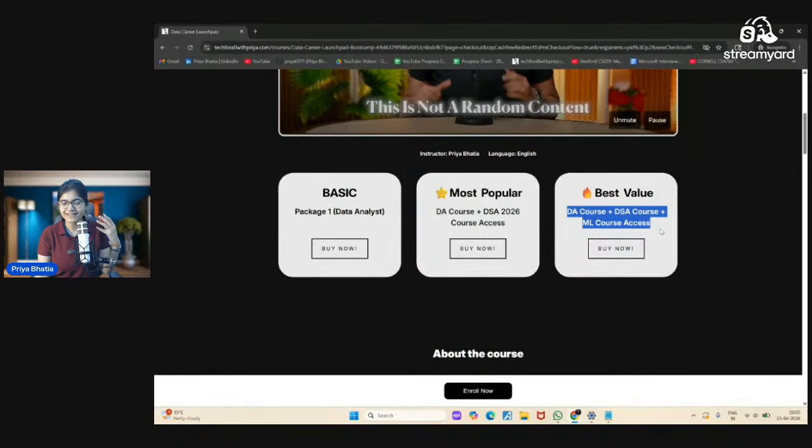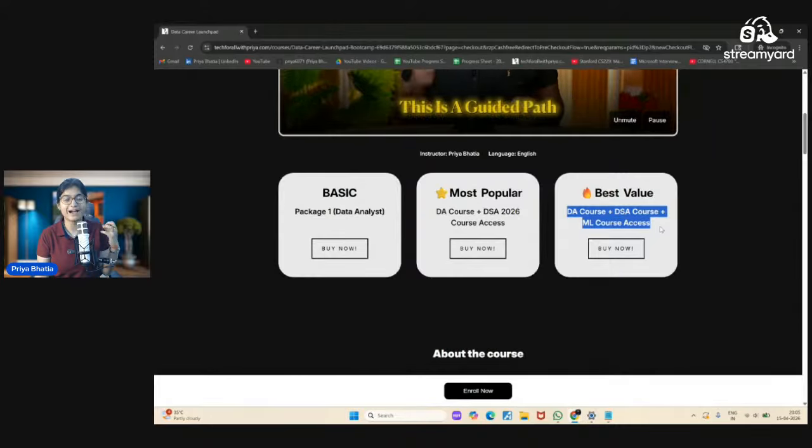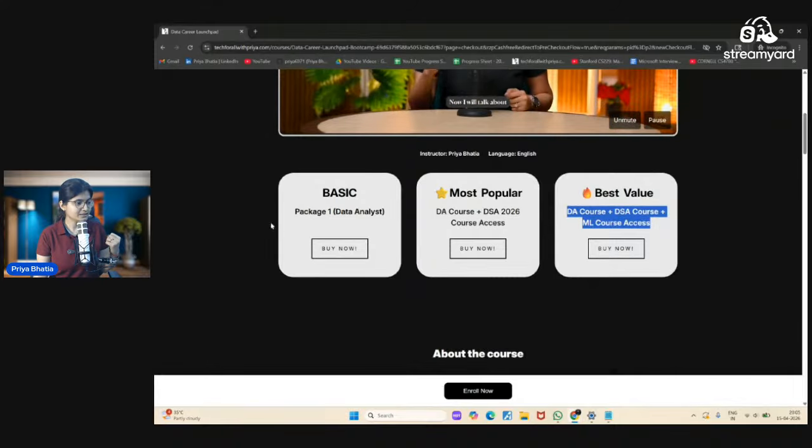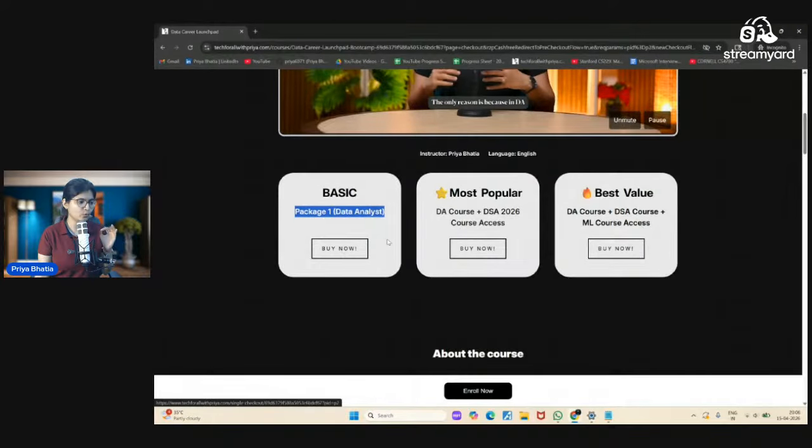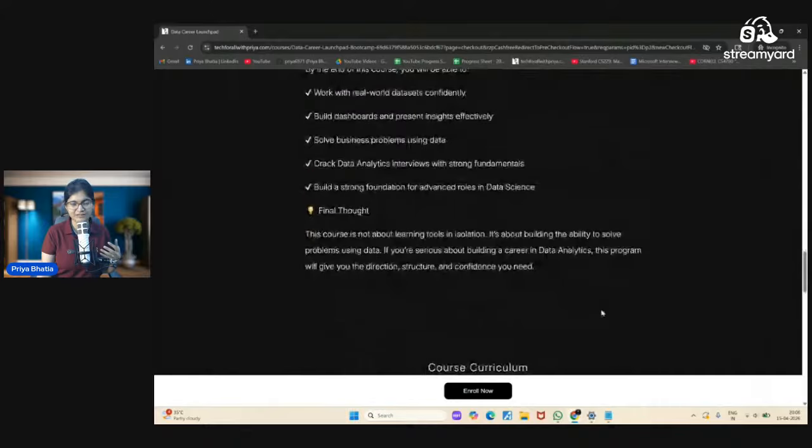I mean, what exactly you are requiring at this point of time. This is the first thing. If, let's say, anyone who is already a part of my DSA course or ML course, you should ideally go for this package number one, where we will be having a course of data analyst. Now, see what is happening over here, how this complete curriculum is designed.